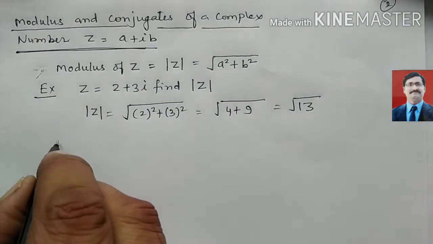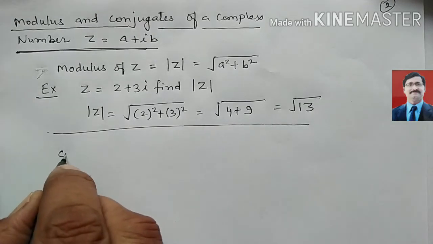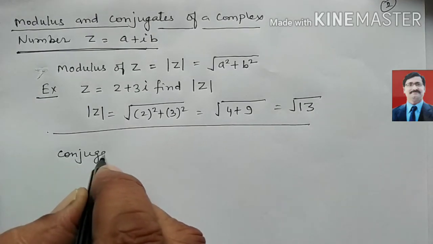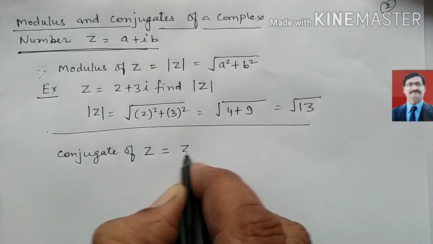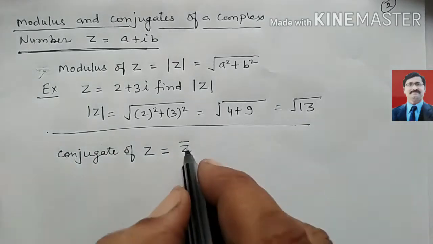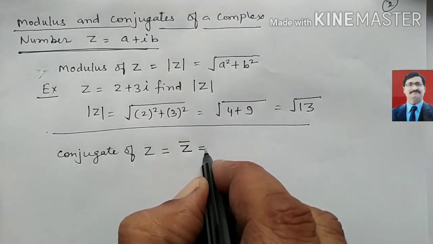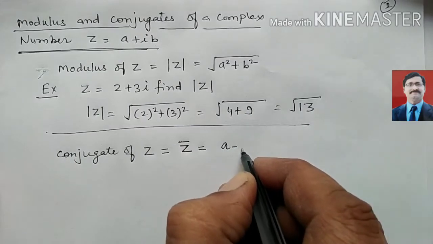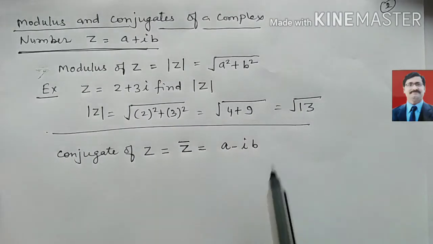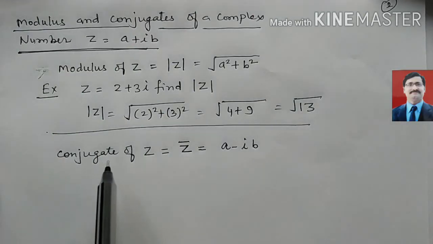Now, second part, we will do the conjugate. The conjugate of z, which we write as z bar. That bar, that line we will mark here, is equal to: if you have a plus iota b, then you write here a minus iota b. You only have to change the plus sign to minus sign. So this we write as the conjugate of z.